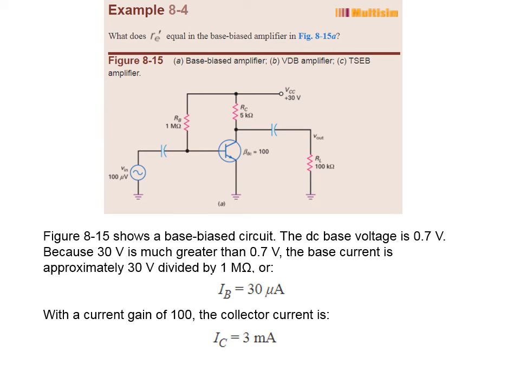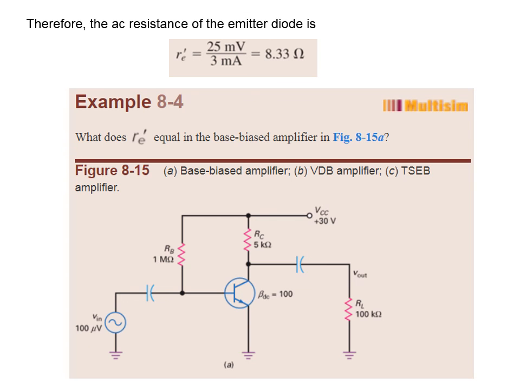I mean, if you didn't want to ignore the 0.7, you'd have 30 volts minus 0.7 divided by 1 million. But it's a lot quicker to just round it off and assume the VBE is approximately 0 compared to 30 volts. So with a DC current gain of 100 in our circuit, the collector current is 3 milliamps, 100 times the 30 microamps. Therefore, the AC resistance of the emitter diode is 25 millivolts divided by 3 milliamps, or 8.33 ohms.